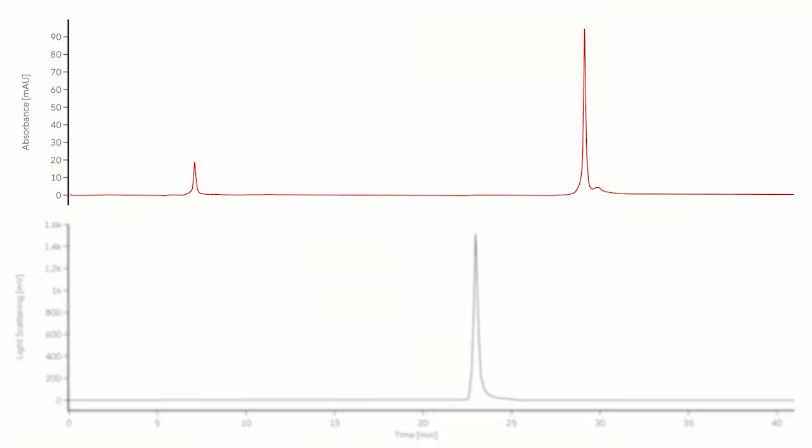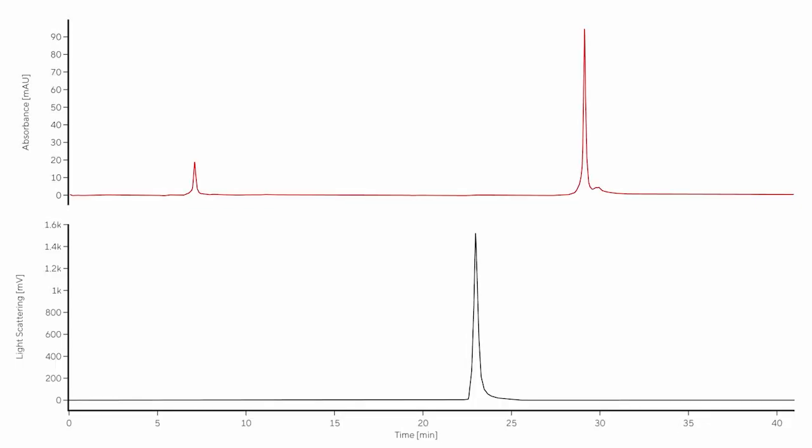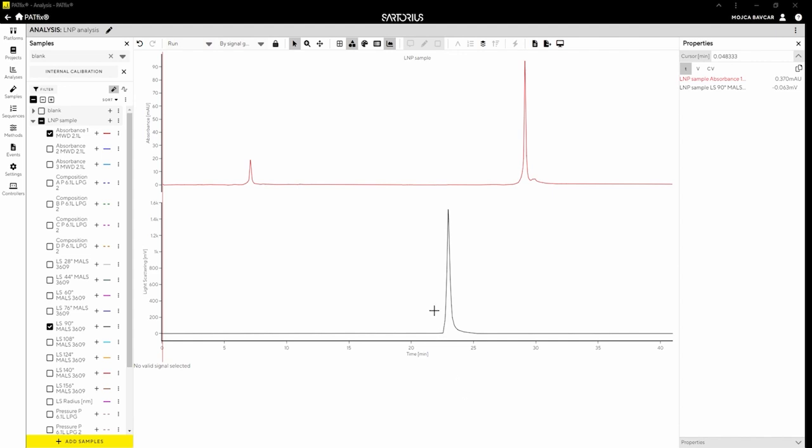The 2 signals are absorbance at 260 nanometers in red and a light scattering at 90 degrees in black. The chromatogram is divided into 4 sections, corresponding to the 4 steps of the analysis: load, non-encapsulated mRNA analysis, LNP elution, and encapsulated mRNA analysis. In the light scattering signal, a peak is observed in the LNP elution section when LNPs are eluted from the OH column. This signal allows for the estimation of LNP size.